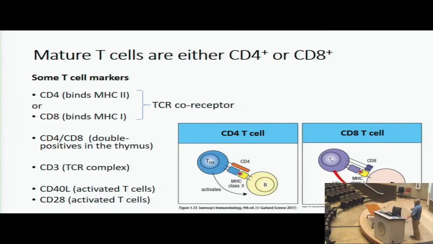Other useful markers are the signaling components of the T cell receptor complex. We'll look in a second. There are several chains, and it's collectively termed CD3, which is a bit confusing, really, because there are actually several signaling molecules associated with the T cell receptor, but collectively it's termed CD3. And other markers, you'll have heard of CD40 ligand. Remember that one? That's the one that provides co-stimulation to B cells. And then another one is CD28, which is found on activated T cells. So these are useful T cell markers.